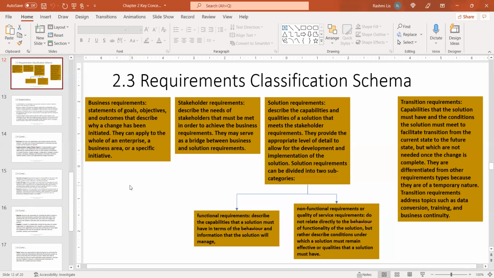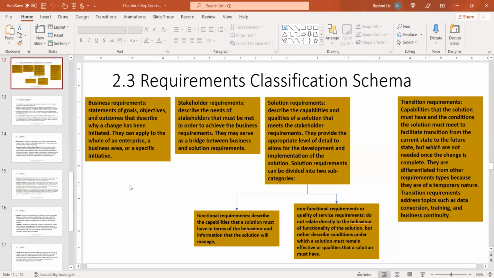Functional requirements describe the capabilities that a solution must have in terms of the behavior and information that the solution will manage. For instance, you may be building out a website for your stakeholders, and in that case, your functional specs would be things like access to the website, the menus of the website, and so on. Clicking the website, the user must see the following web pages. Those are the sorts of functional requirements that we're talking about here.